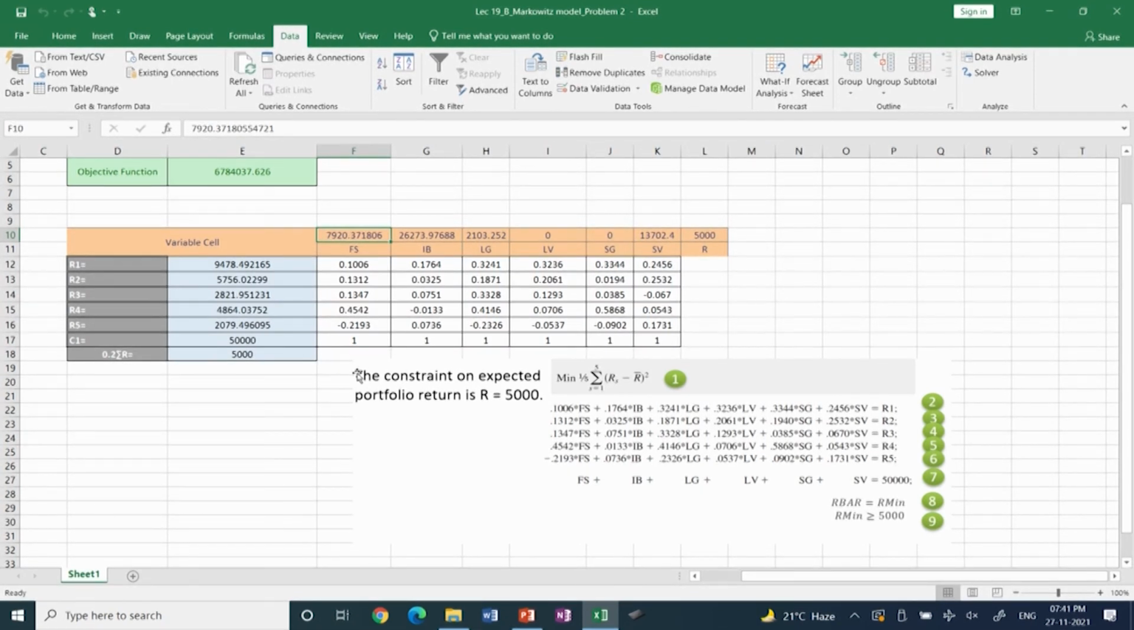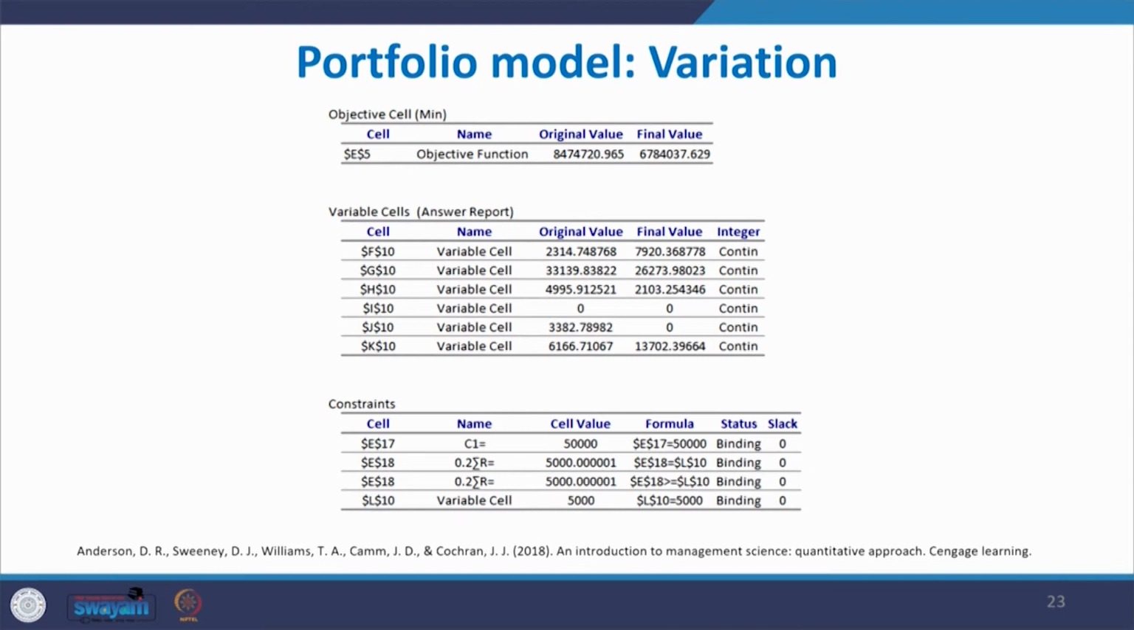Now, we will go back to my presentation. So, this is my variance. This is the amount which has to be invested in that asset, and this much amount has to be invested in the other stocks. The sum of the amounts should be 50,000, and the minimum return of 5,000 is guaranteed.